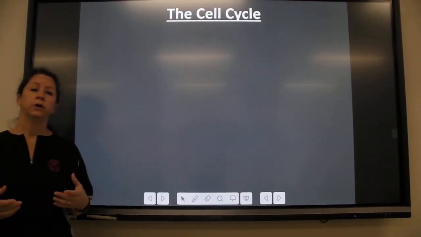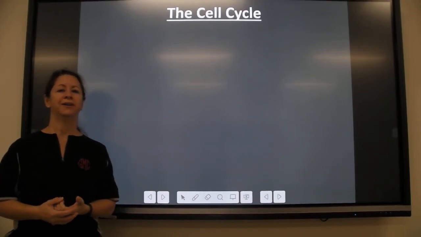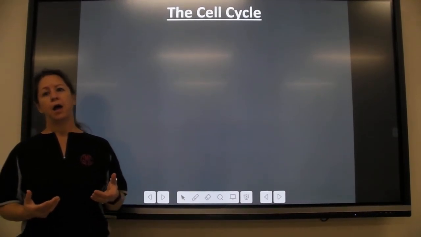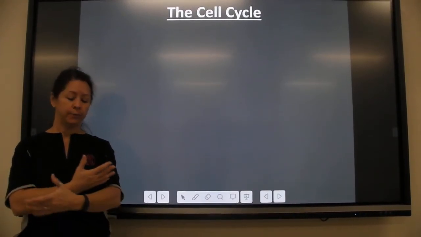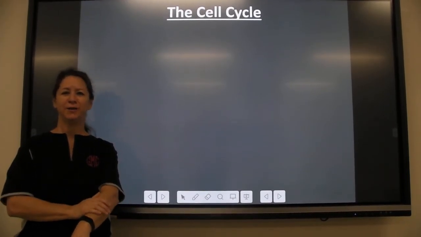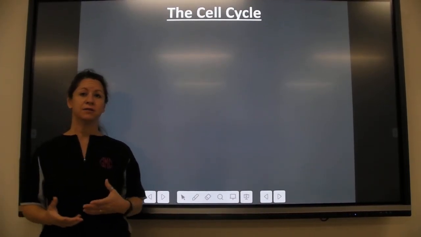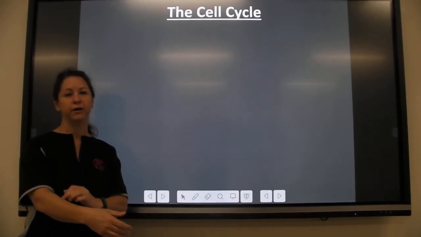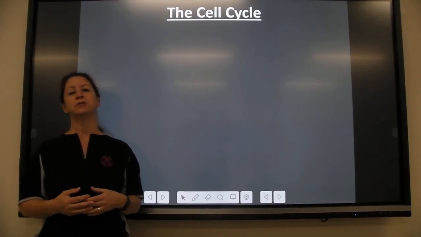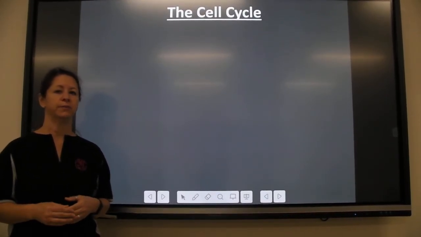Alright, so if we're discussing cells, one of the things that we need to know is how we make more. Cells are constantly getting damaged. If you get a bruise, you've damaged some blood vessels and the cells of those blood vessels. If you cut yourself, you've damaged the skin cells and you need new ones. And so cells are constantly reproducing and making new cells.